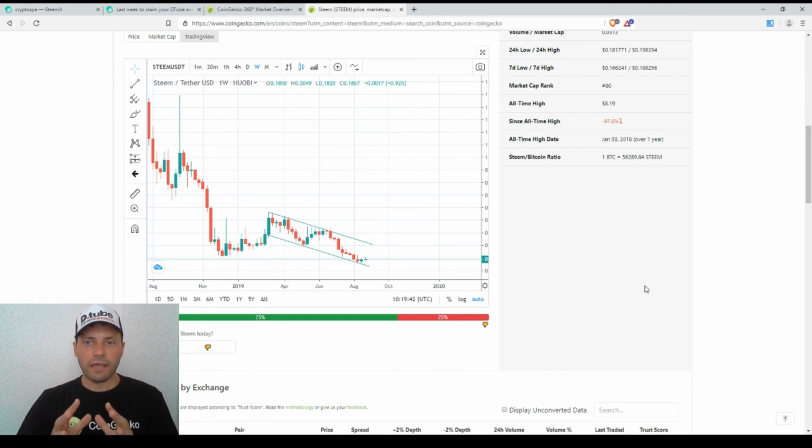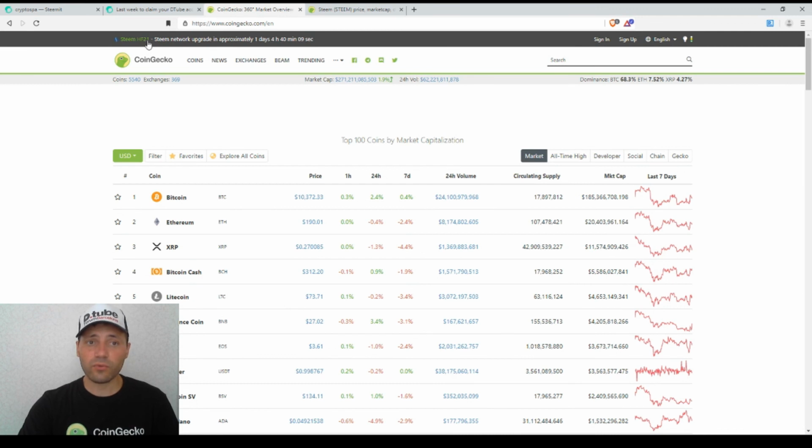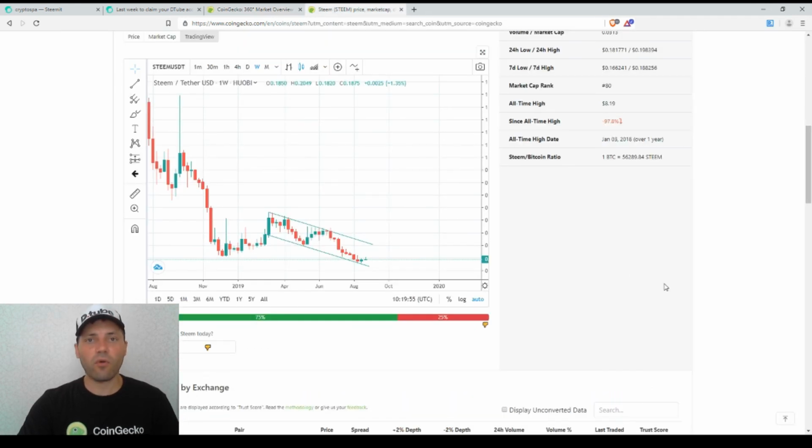But to put it in a nutshell, we have to be very careful because once again the hard fork 21 will take place in 1 day and 4 hours and 40 minutes. It may increase the price volatility, and it may change the situation significantly. I don't know in which direction the situation will change, but we have to be very careful because of the hard fork.